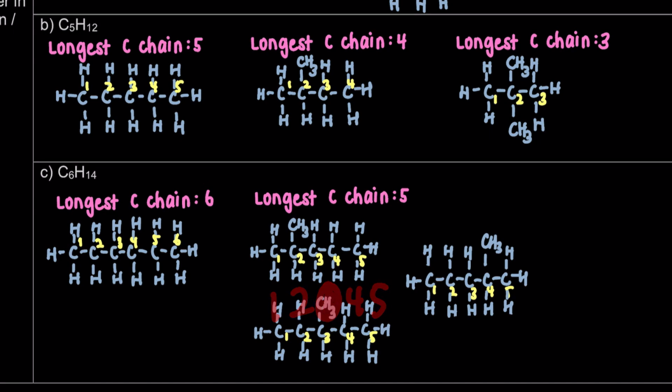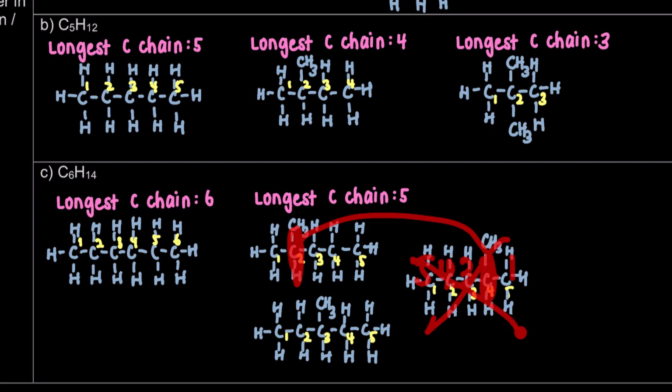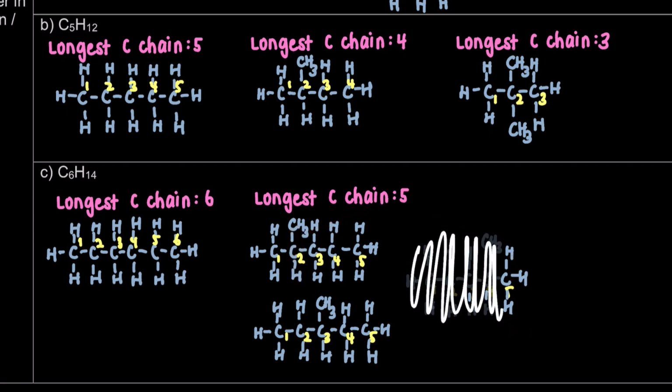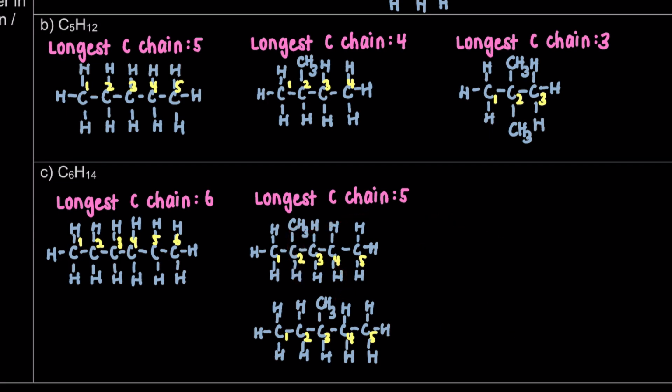If I count it backwards, from right to left, 1, 2, 3, 4, 5. Still, the methyl is not on carbon number 2. Okay, this structure again, when I count from right to left, 1, 2, 3, 4, 5. Okay, this number 2 is the same as this one, so this is not an isomer. So I'm just going to erase this one. So there are 2 isomers when the longest carbon chain is 5.